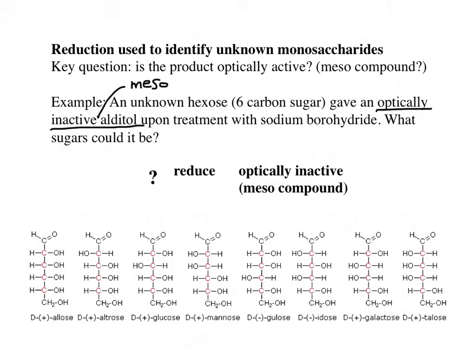Could it be allose? It could be, because remember, the aldehyde's not there, it's an alcohol, in this example. So allose would have a plane of symmetry right there. So it could be allose, that's a possibility. Altrose? No, not altrose. Glucose? No way. Mannose? Careful. If I go like that, is the bottom an exact reflection of the top?